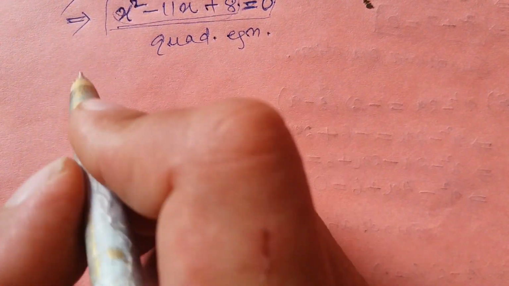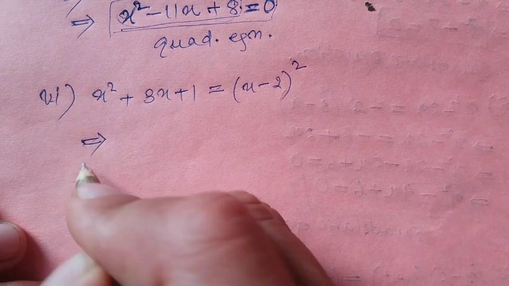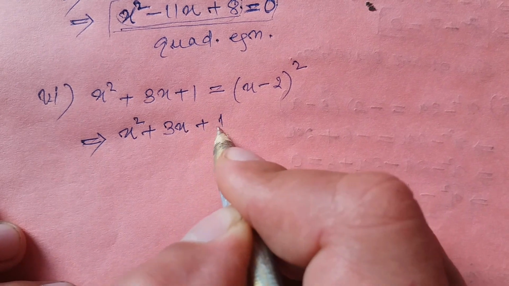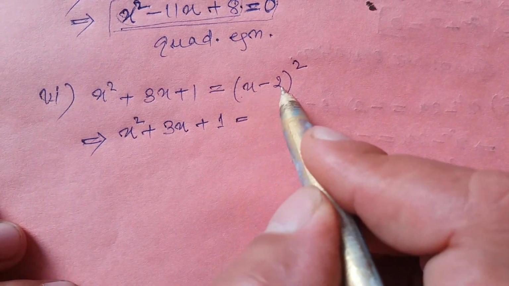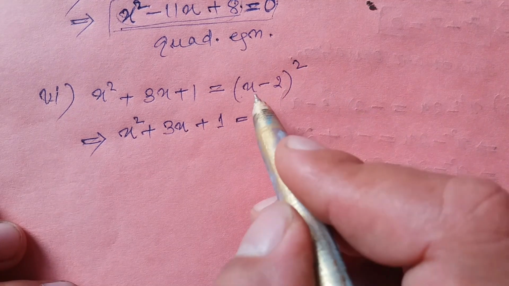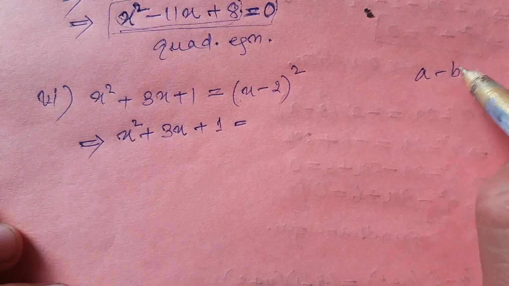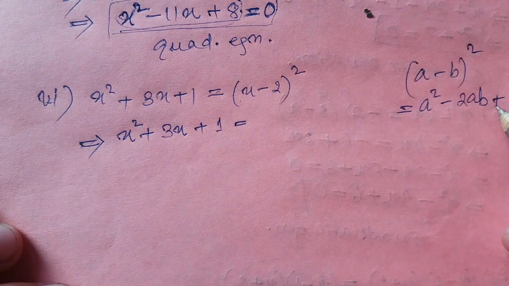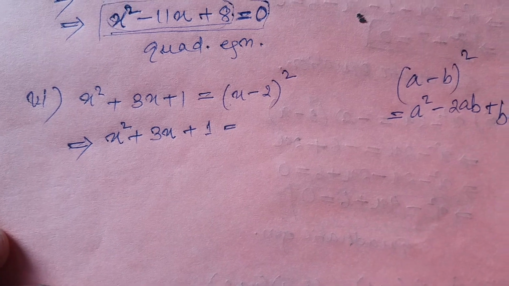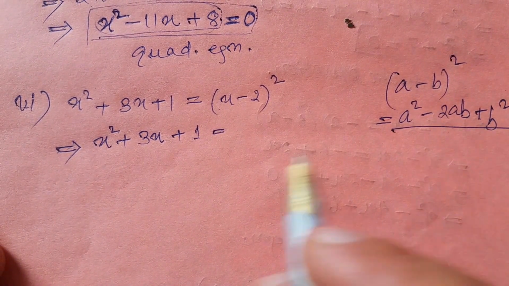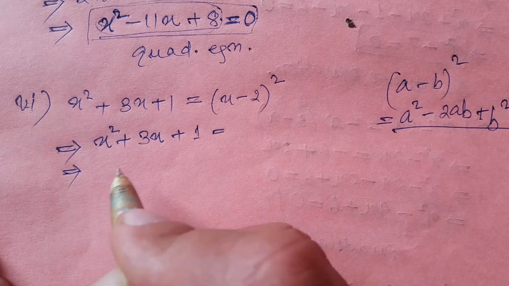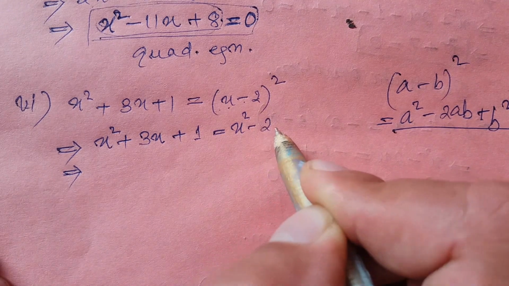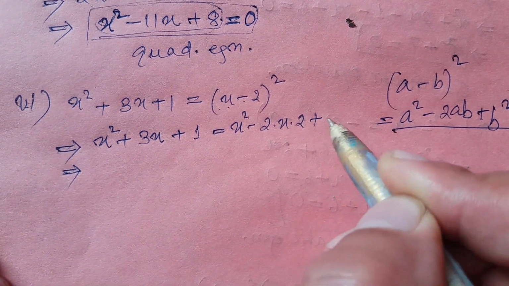Now Roman number 6. Now left hand side expression, we have nothing to do here, we just leave it as it is. And on the right hand side expression we have x minus 2 whole square, so we're going to again expand. So a minus b whole square is a square minus twice ab plus b square.